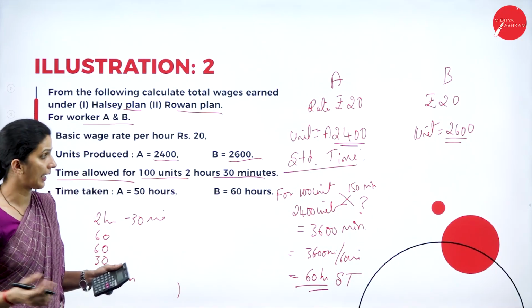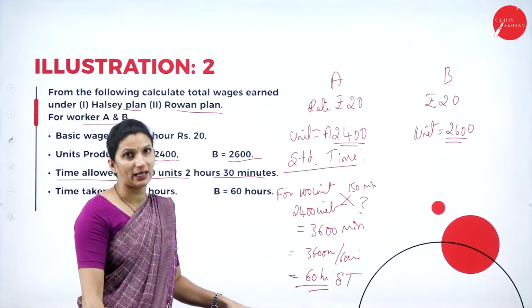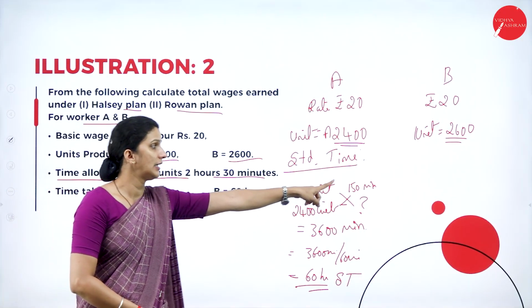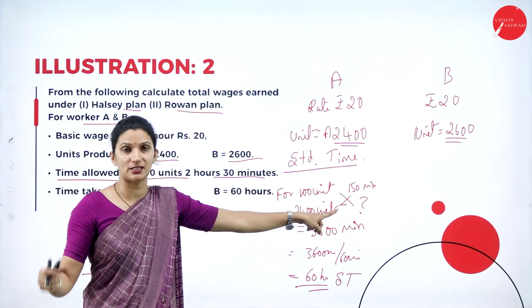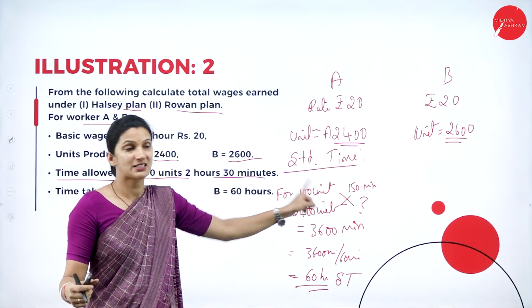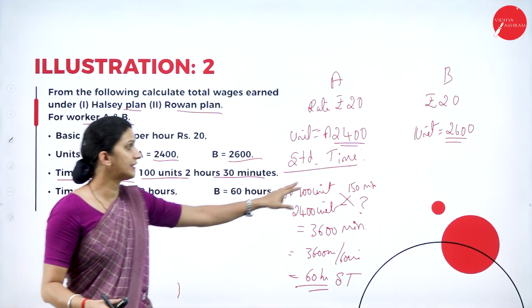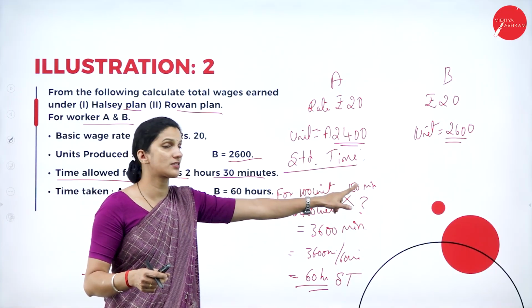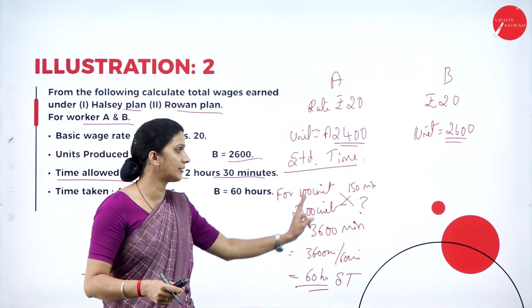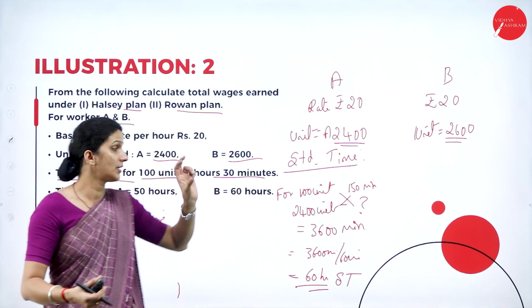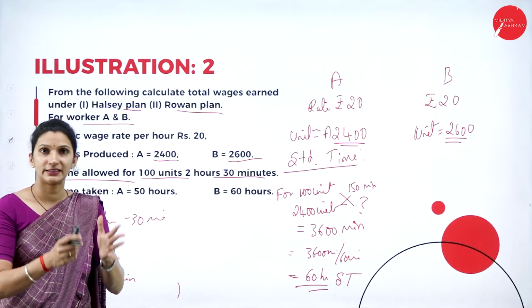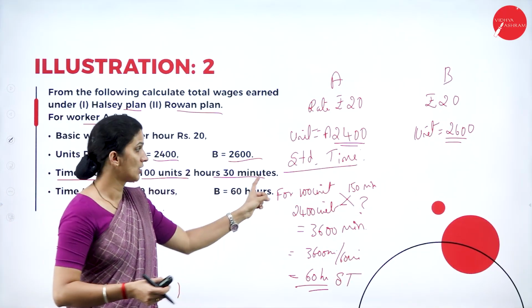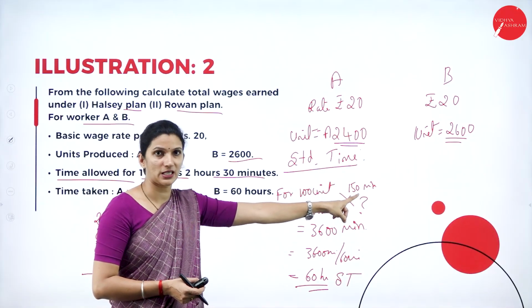So for worker A, the standard time we need to calculate. Simple: for 100 units of production, he needs 2 hours 30 minutes. Suppose if we had only 2 hours, then we can directly do the hours calculation, that is for 100 units, 2 hours, for 2400 units, how many hours? But here we have the additional 30 minutes. That's why the whole time we are converting into minutes. So for 100 units, it is 150 minutes.